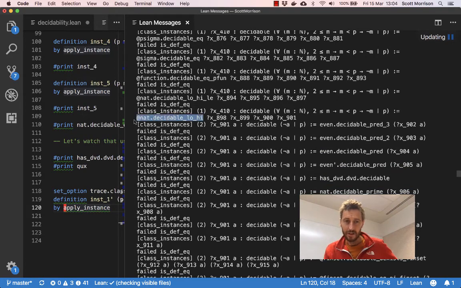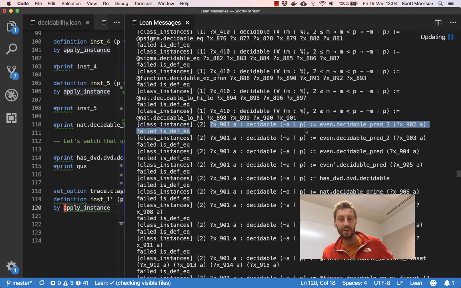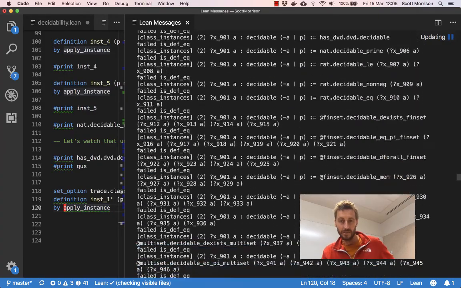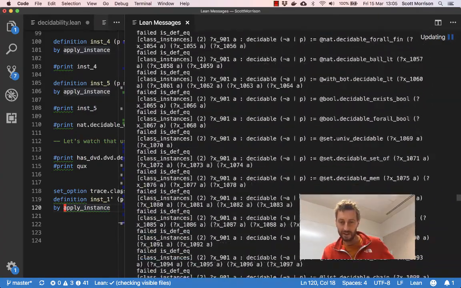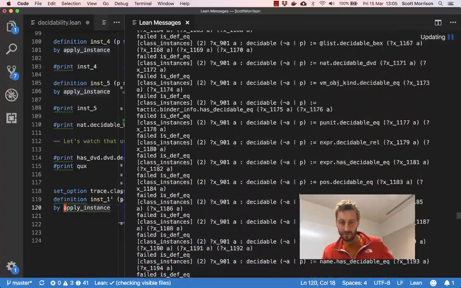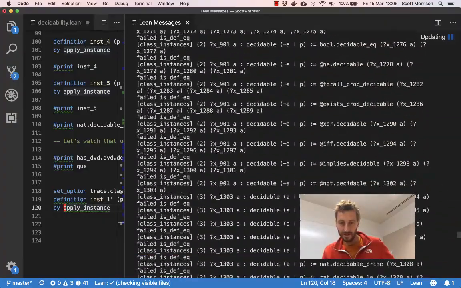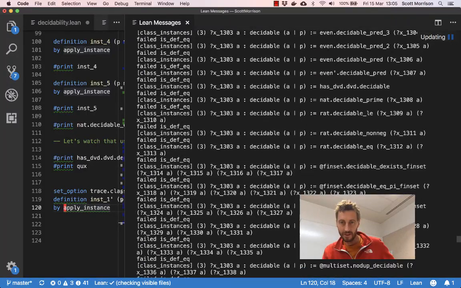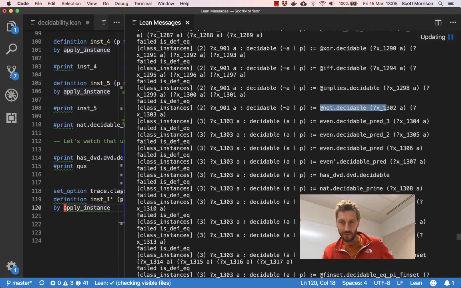It found nat decidable low high. But of course, remember, nat decidable low high itself required another instance. That fourth argument of nat decidable low high was an instance saying that the predicate inside there is actually decidable, and that's what Lean is going off and trying to solve now as a new part of the search. And it succeeds a moment later, hopefully using decidable.not, which is what we saw. There it is. It's succeeded with decidable.not.